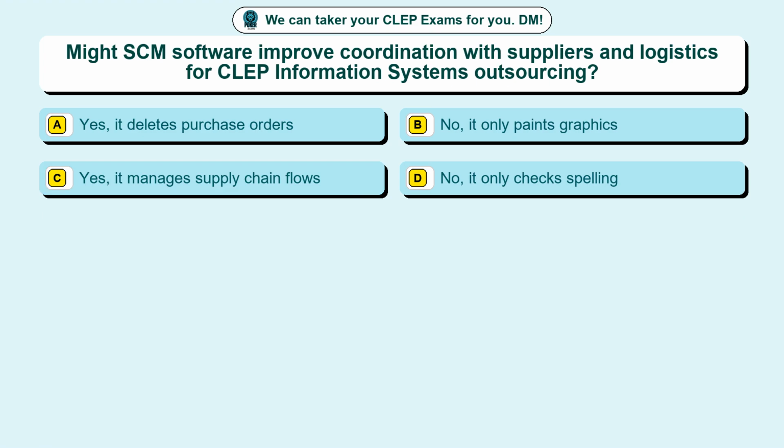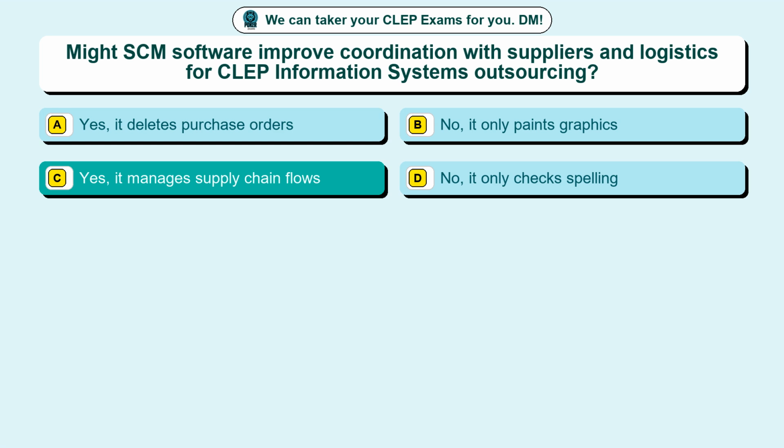Question 16. Might SCM software improve coordination with suppliers and logistics for CLEP Information Systems outsourcing? Option A. Yes, it deletes purchase orders. Option B. No, it only paints graphics. Option C. Yes, it manages supply chain flows. Option D. No, it only checks spelling. The correct answer is option C.